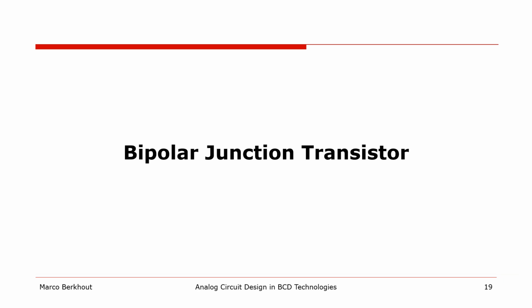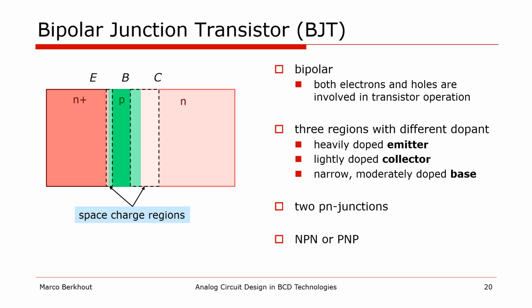Next, let's have a look at bipolar transistors. The term bipolar means that both electrons and holes are involved in the operation of the transistor. The bipolar junction transistor has three regions with different dopant levels as illustrated here. There's a heavily doped emitter on the left, a lightly doped collector on the right, and they are separated by a narrow, moderately doped base of opposite polarity. This creates two PN junctions with associated space charge regions. There are two complementary types. Shown here is an NPN, named after the polarity of the emitter, base and collector, but we can also swap the polarities and make a PNP.